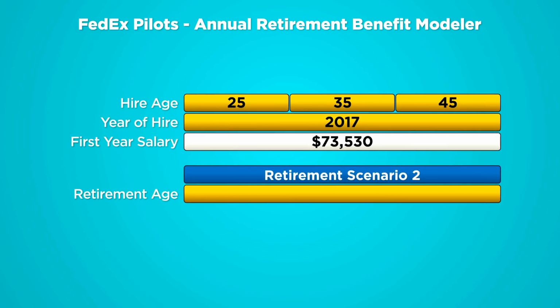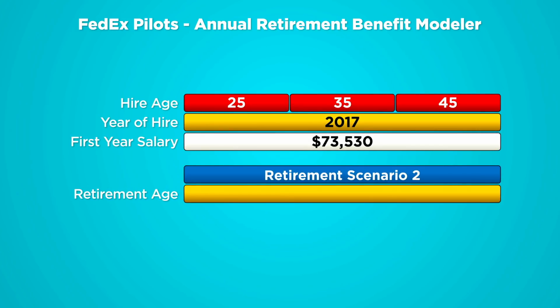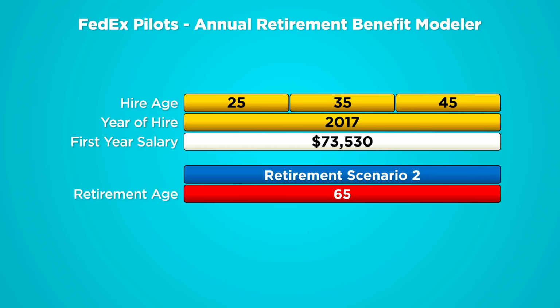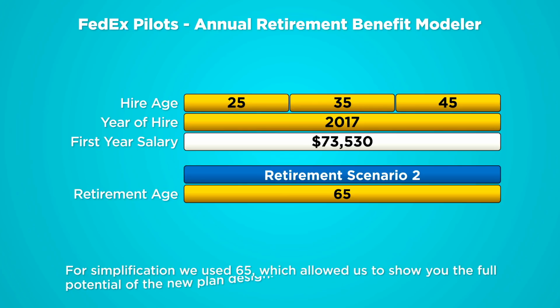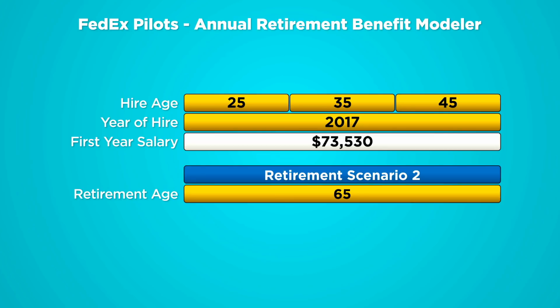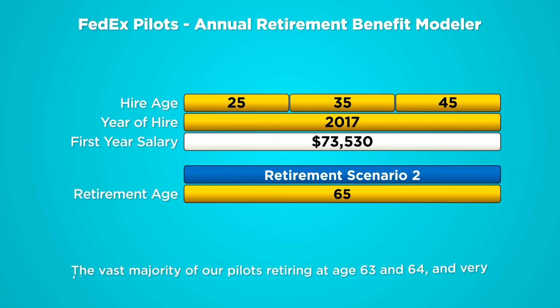Retirement scenario number 2 takes our 3 FedEx pilots out to age 65 for retirement. Obviously, we could retire at any age in between, but for simplification, we use 65, which allowed us to show you the full potential of the new plan design. Our actual pilot behavior makes this fundamental example even more appropriate in that we see the vast majority of our pilots retiring at age 63 and 64, and very few retire early.